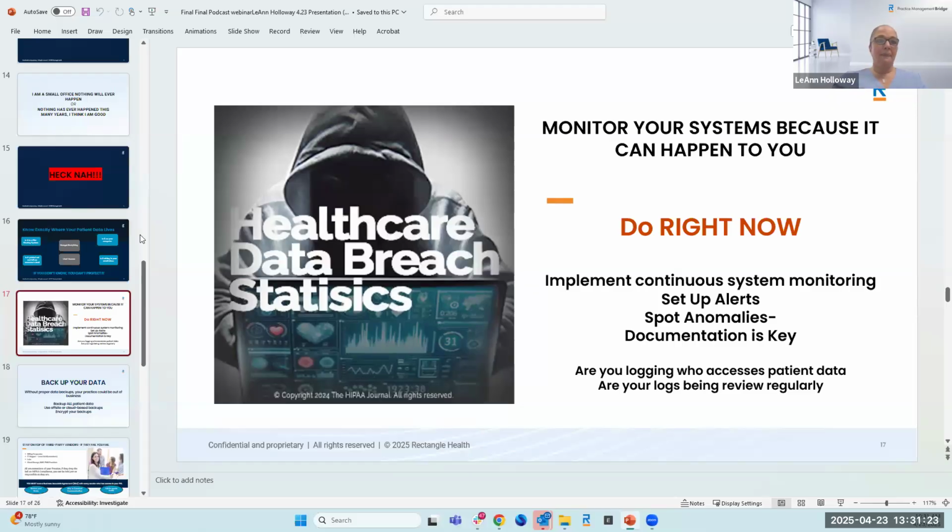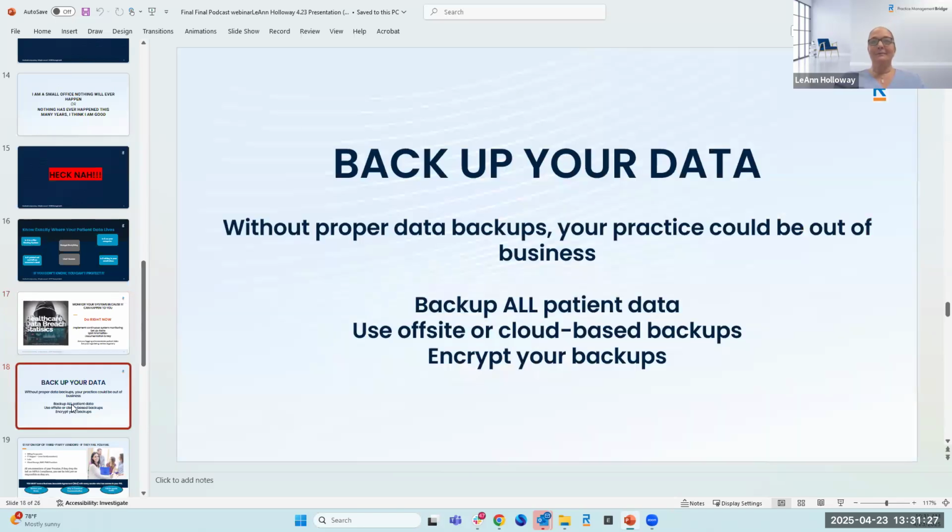All right. I hope everybody's still with me. So now we're going to start backing up our data. I know a lot of people have the cloud. We talked about this, but back up your data, because one hard drive crash could basically mean the end of your practice.